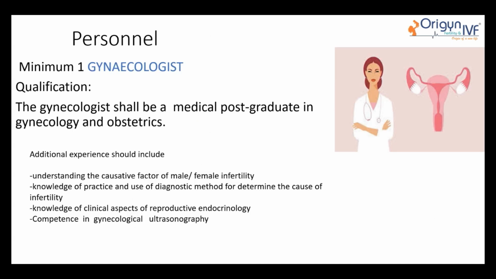So this is very good. Only one gynecologist is what is written in the law. So if you are a gynecologist, you do not need anyone else. You don't need a counselor, you don't need an embryologist, you don't need a director or anyone else. Only one gynecologist is sufficient to register for an ART level 1 clinic. And the gynecologist has to be a medical postgraduate in gynae and obstetrics. Additional experience should include, of course, understanding of the causes of infertility and all the needed things for infertility practice, which anyways, as a part of the MD curriculum, all the gynecologists are undergoing.